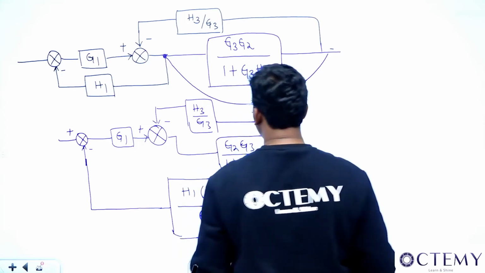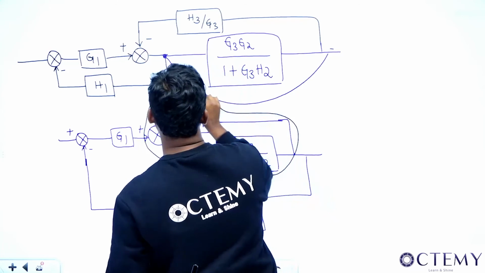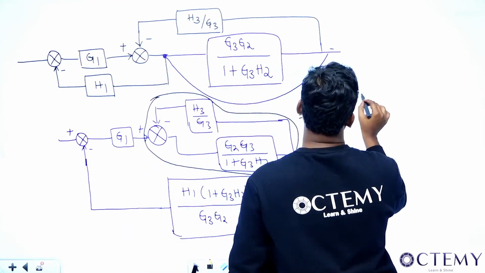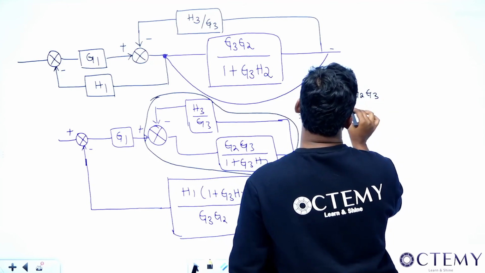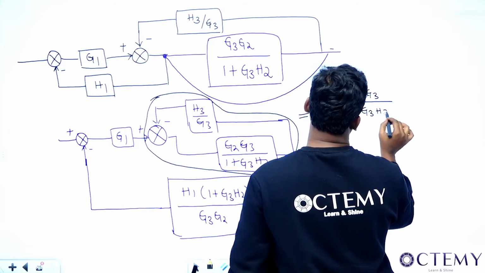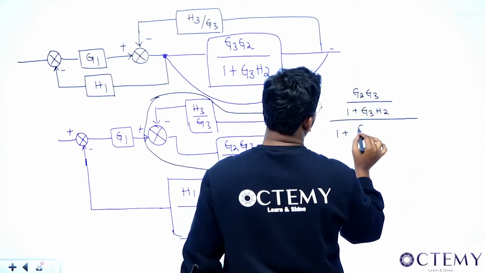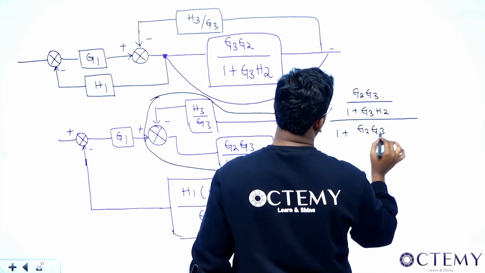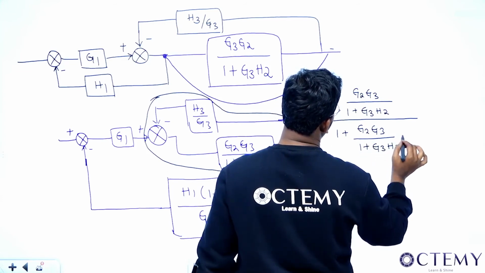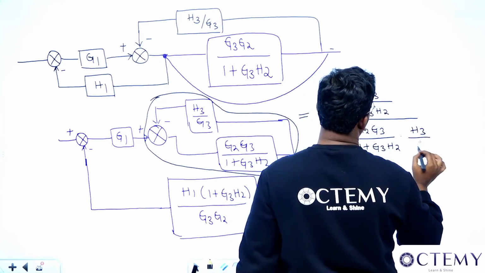If I solve this entire particular loop here, see what will happen? You will get it as, the forward path is this one, sir. G2 G3 divided by 1 plus G3H2, whole divided by, what's the feedback? The feedback is this one, sir. 1 plus G2 G3 whole divided by 1 plus G3H2 into, what is the forward path? H3 by G3. H3 divided by G3.